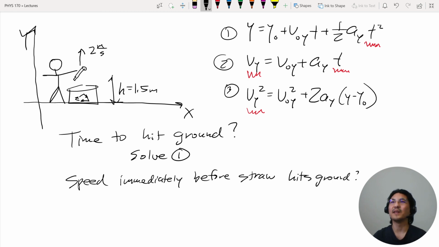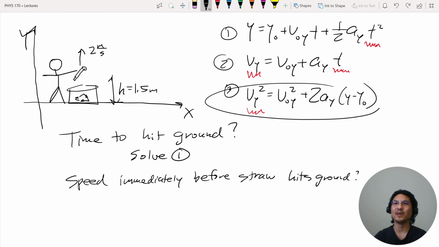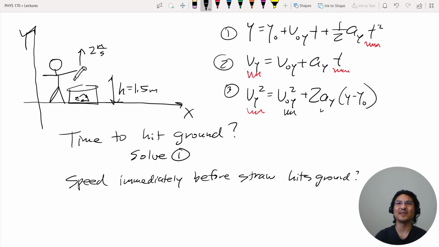right, then you look at your formulas. So, okay, I actually can solve for time and then plug it in here, and then I'll know the speed. Or I could just use this formula because I know all the other stuff, right? This is 2, that's negative g, that's 1.5.